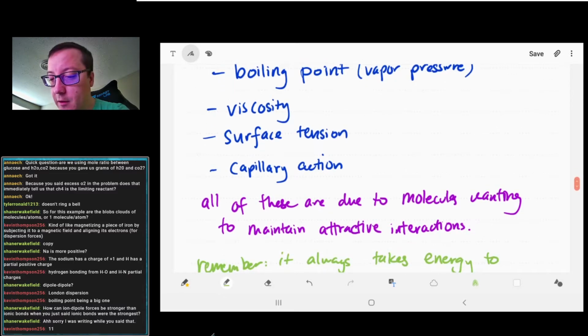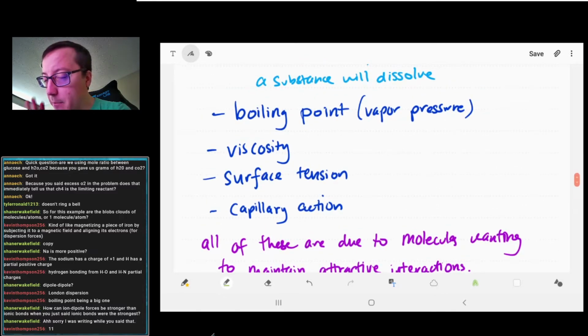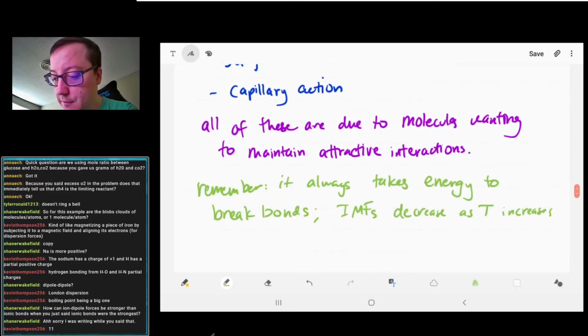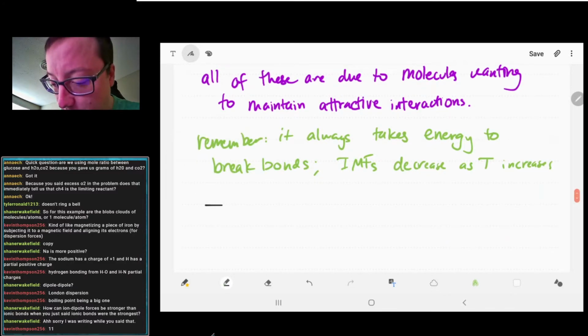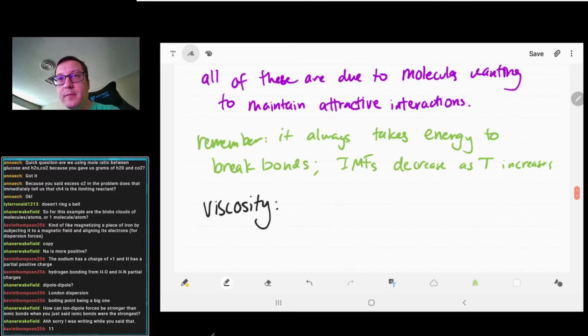Okay, so let's talk about boiling point after. I'm going to talk about viscosity, surface tension, and capillary action first. So, viscosity. This part is just going to be a bunch of vocabulary. Viscosity is resistance to flow.